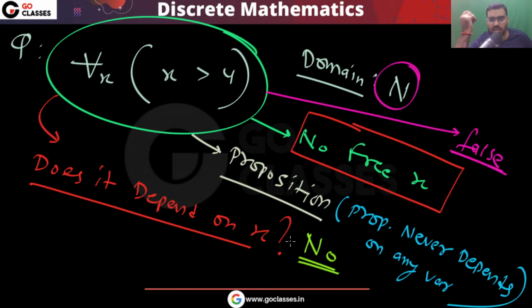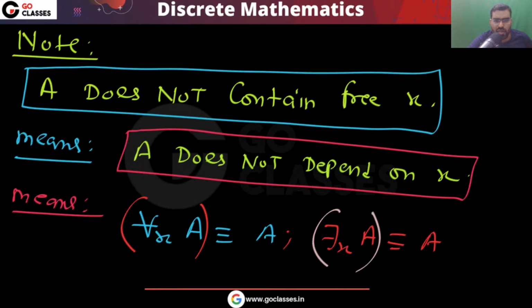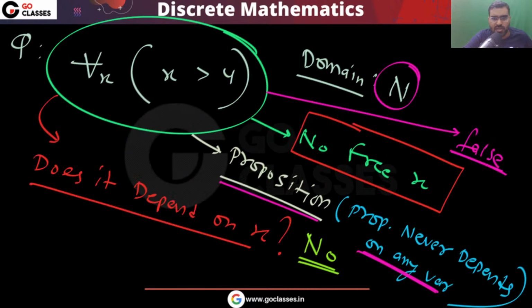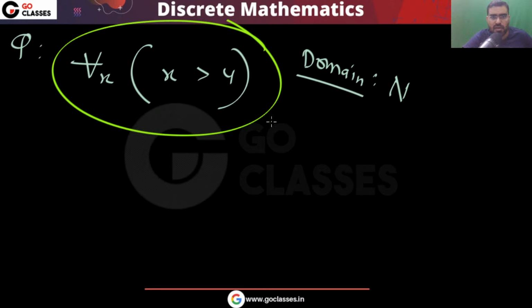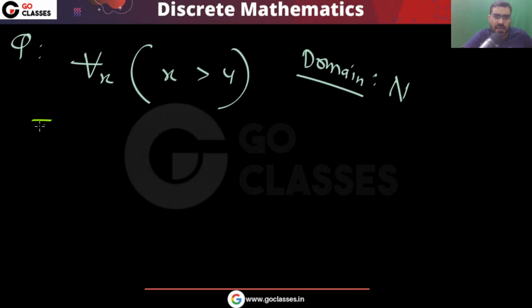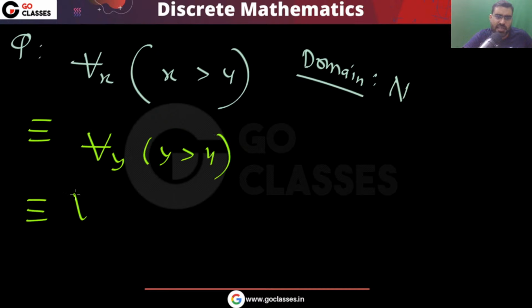Because this is false, it does not depend on any variable, of course. A proposition never depends on any variable. So this also does not depend on x. Remember, this is the point I want to tell you: that A does not have free variable x simply means that it does not depend on x. Why? Because this x you can change. This is the same as y. You can make it y, no problem. You can make it z, no problem.